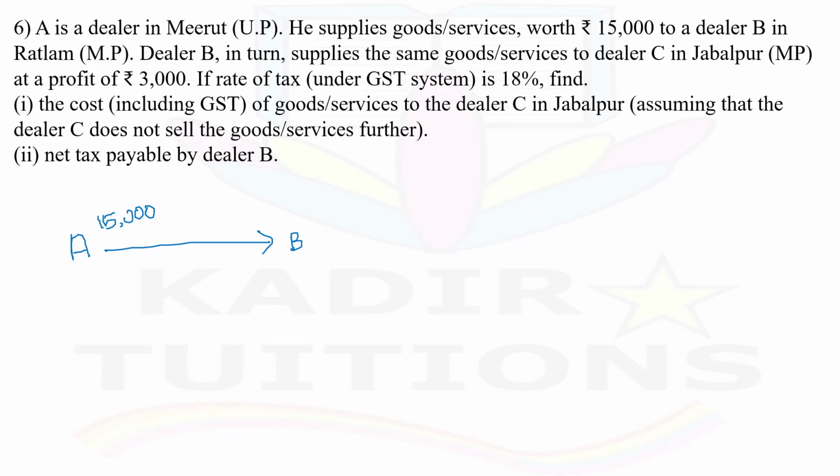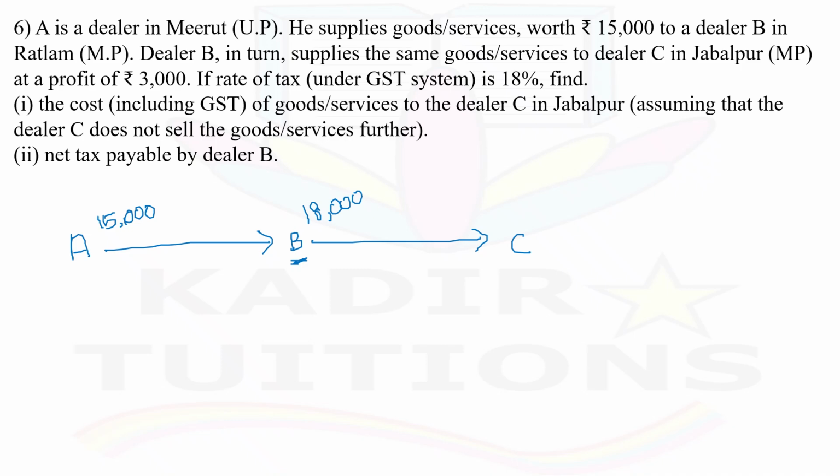Because different state. Now, dealer B in turn supplies the same goods or services to the dealer C, who is in MP, at a profit of 3,000. It's very important. So initially, he bought it for 15,000 and he made a profit of 3,000. So 15 plus 3. That means dealer B is selling the same goods and services which he received from the dealer A, for 18,000 to the dealer C.